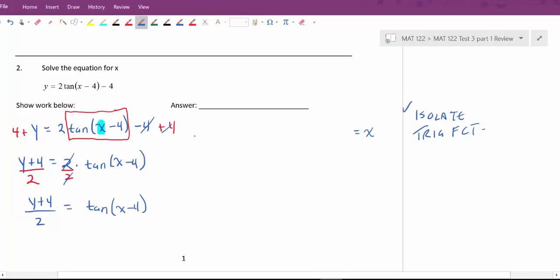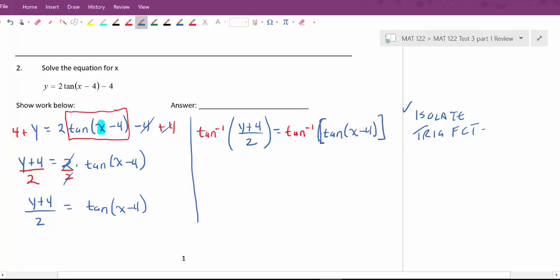Okay, now the next thing you're going to do is the inverse tangent of both sides of this equation. So I'm going to take the inverse tangent of the left side. Okay, then I'm also going to take the inverse tangent of the right side. So we're going to be doing inverse tangent of the tangent of x minus 4. And I'm going to use maybe brackets like that.